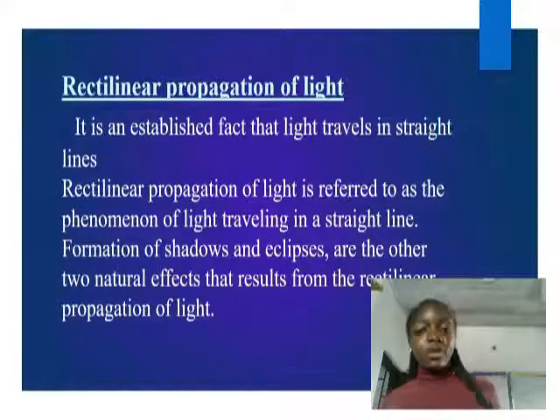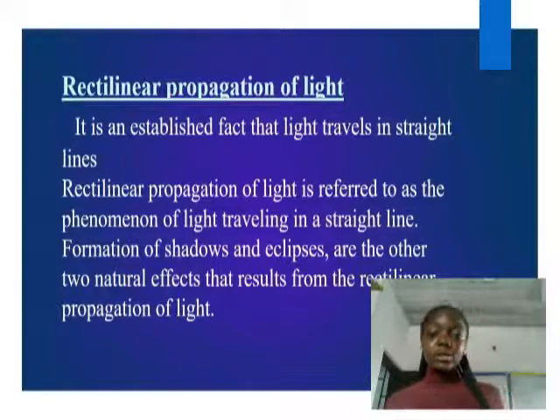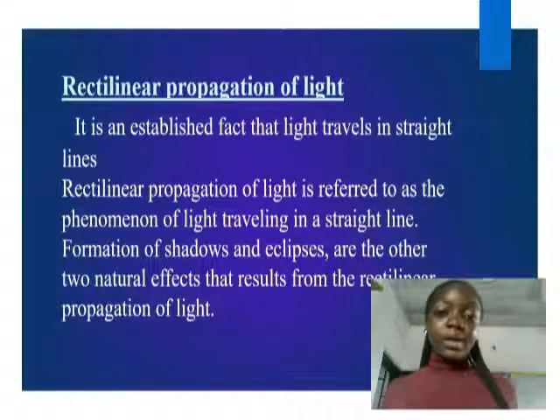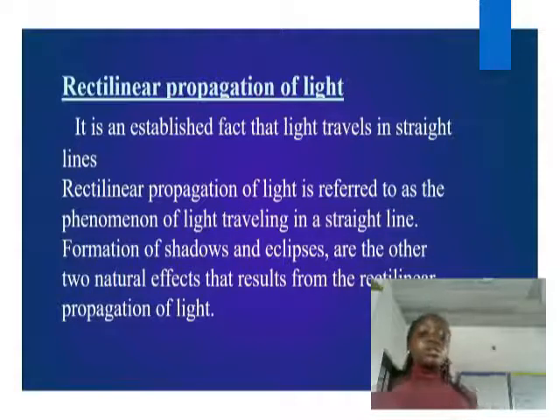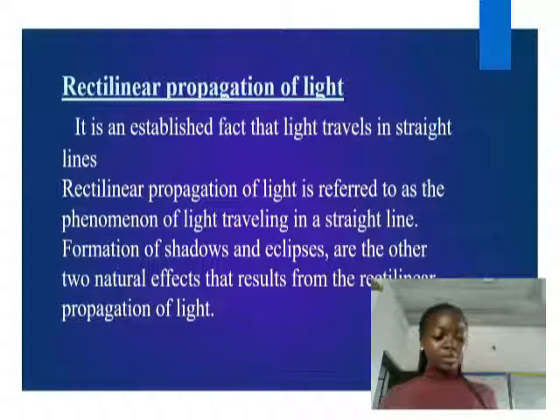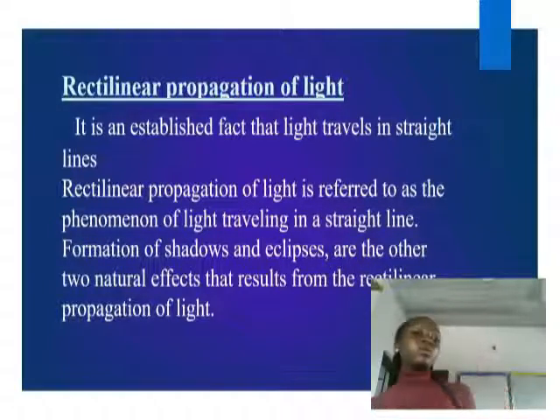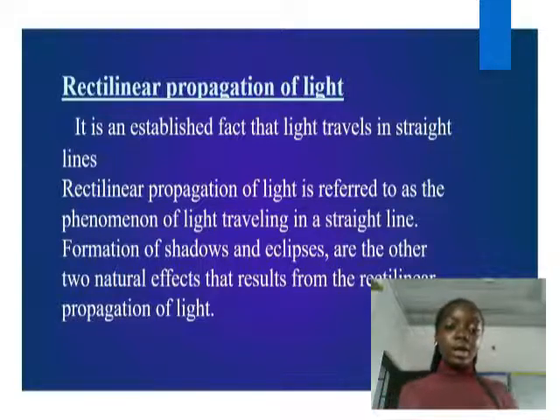Rectilinear propagation of light is referred to as a phenomenon of light traveling in a straight line. That's simply the meaning of rectilinear propagation of light, the movement of light in a straight line. The formation of shadows and eclipses are caused by the rectilinear propagation of light. Eclipses are also caused by the propagation of light in a straight line, because when the earth comes in between the sun and the moon, or vice versa, a shadow is cast on the earth, thereby causing either a lunar eclipse or annular eclipse.